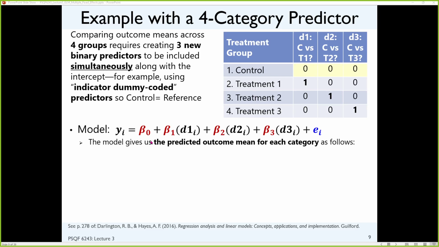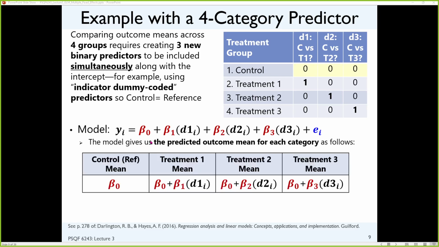Some of those quantities are going to be directly given and some are going to be indirect. So first off, how does the model tell us what the predicted outcome is for each kind of person, for each group in this case? Well, beta 0 is my fixed intercept. Beta 0 is always the expected outcome when my predictors are 0. Given the way that I set this up, so that the control group is the one that's zeroed out all the way across, beta 0 is going to be my predicted outcome specifically for the control group.